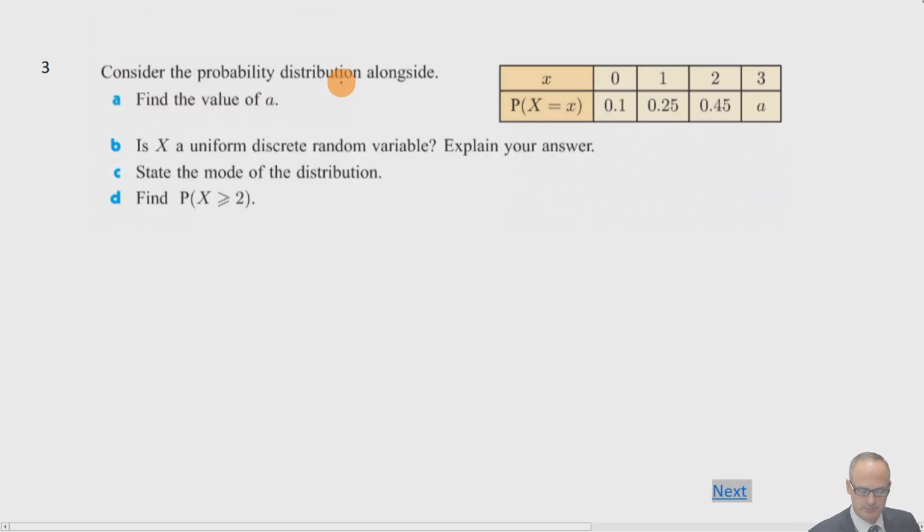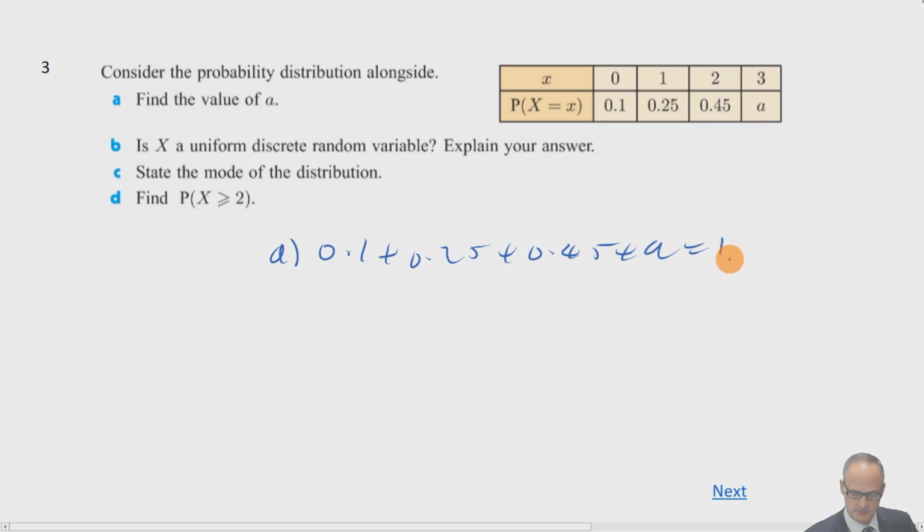Right, we're going to consider the probability distribution alongside here. Okay, and we want to start off by finding the value of a. So we know these probabilities must add up to 1. So for part A, we've got 0.1 plus 0.25 plus 0.45 plus a equals 1. So we've got 0.8 plus a equals 1. So a will equal 0.2.